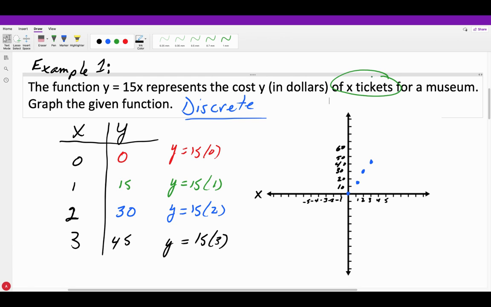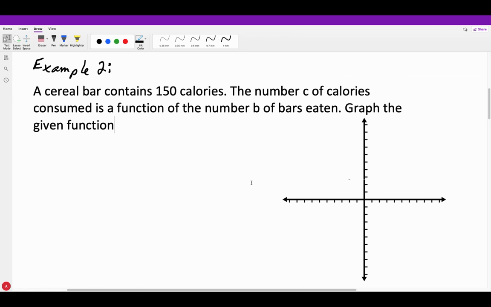So a discrete graph is not going to have a line connecting the points when we're dealing with our functions. Now there's one more example, and then that's it for this video. For this next example, the last example of this video, a cereal bar contains 150 calories. The number of calories consumed, C, is a function of the number of bars eaten, B.